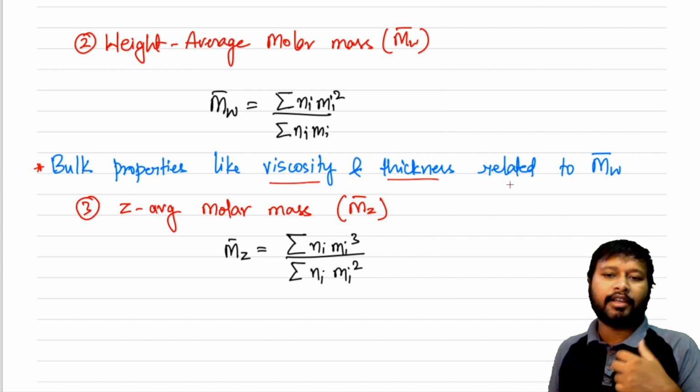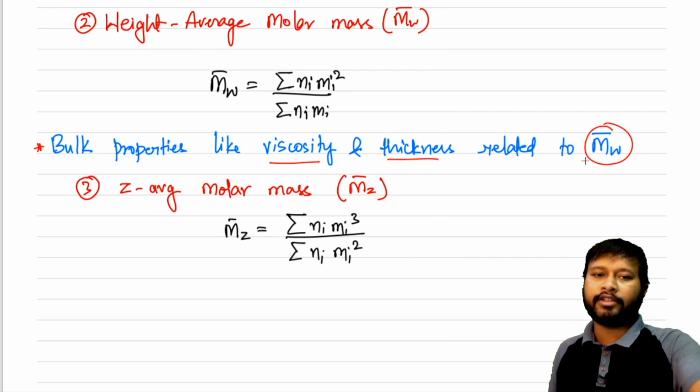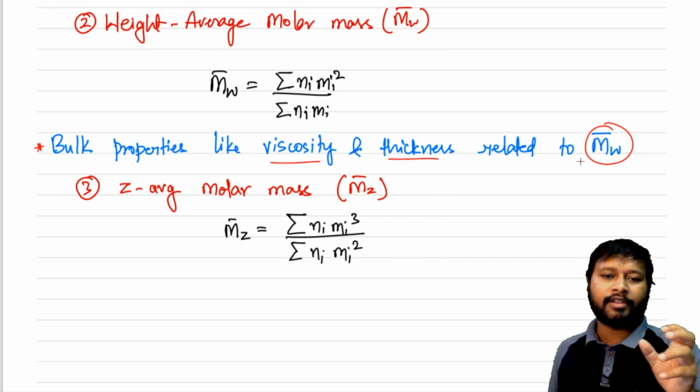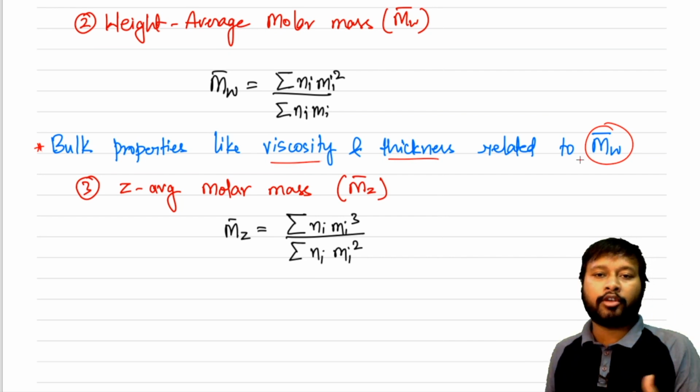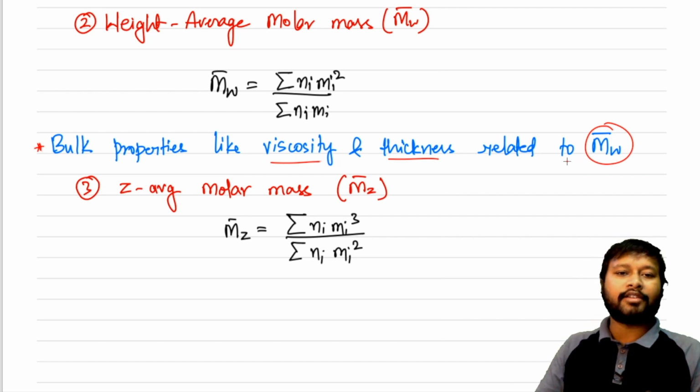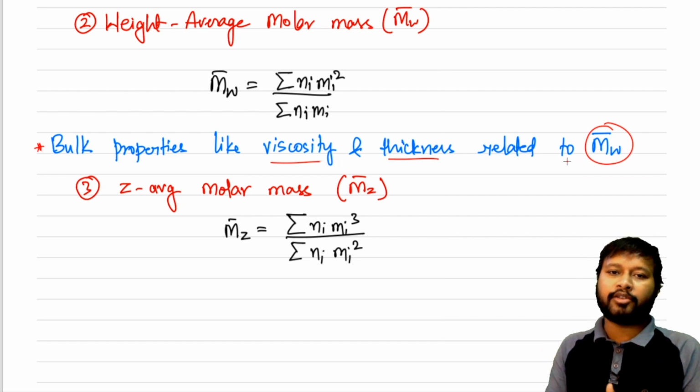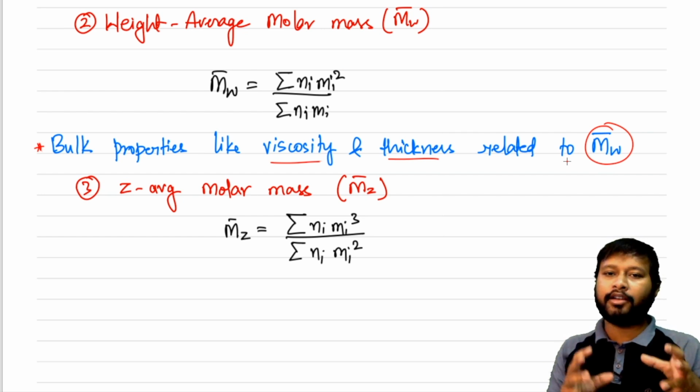and the thickness related properties are actually related to your weight average molecular mass. So if in the question it is asked that a particular molecule is having viscosity, which of the following molecular mass you have to calculate? The answer will be weight average molecular mass. Weight average molecular mass is going to be calculated for every property or for every bulk related property.